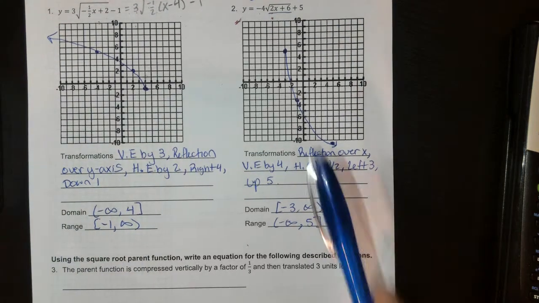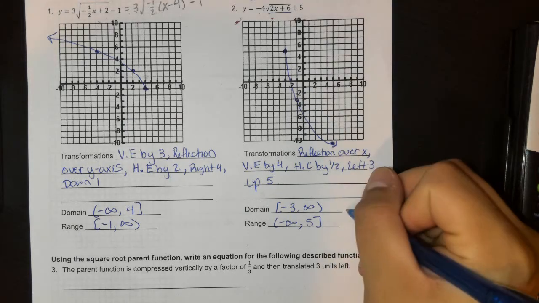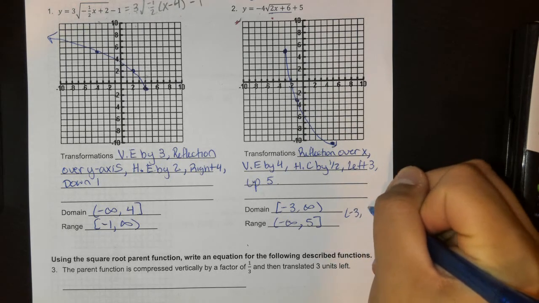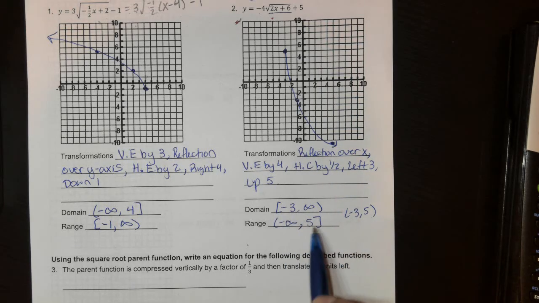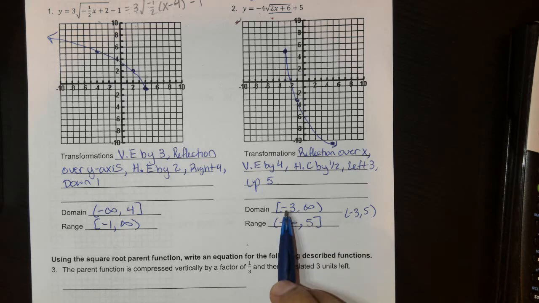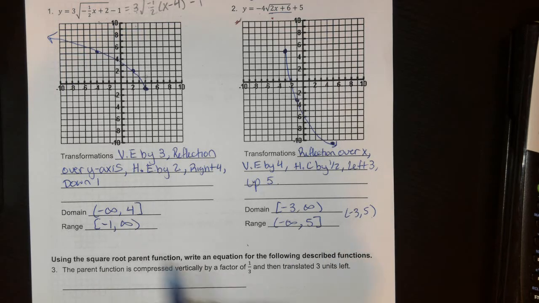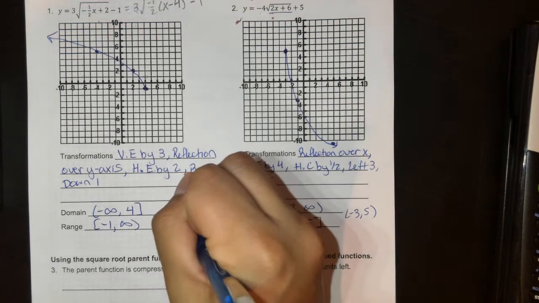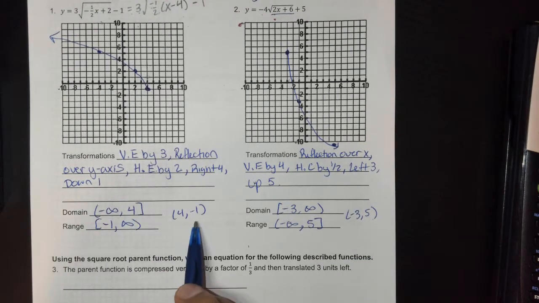And also remember, your vertex helps you with the domain and range. Remember the vertex was -3, 5. These numbers are usually involved with the domain and range. So this -3 is involved with the domain. This y value of 5 is part of the range. Same thing on this last one. Here the vertex was 4, -1. The x was 4, it was part of the domain. The y was -1, it was part of the range.